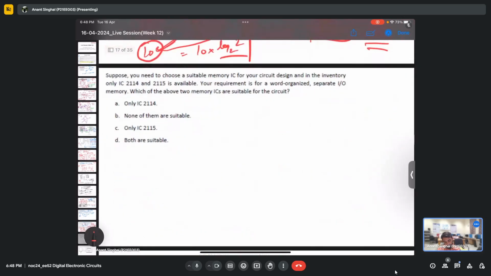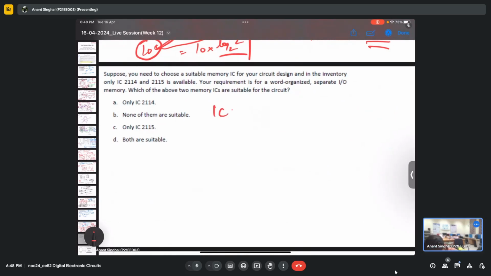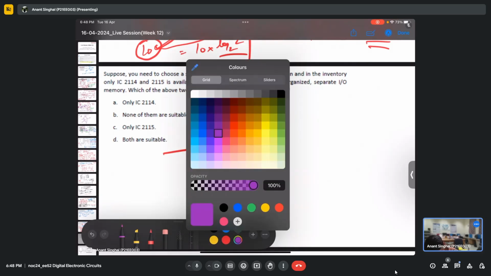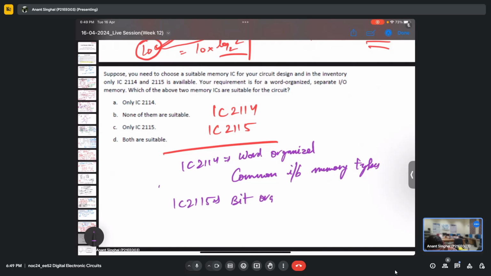So let's move forward. Again, it is one of the theories that has been covered. We have two ICs in the course, IC2114 and IC2115. I'll give some quick information. IC2114 is a word organized IC which has common IO pins. IO means input output memory types. Then again we have IC2115, which is bit organized, and it has separate IO pins.